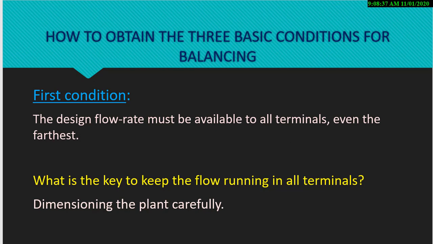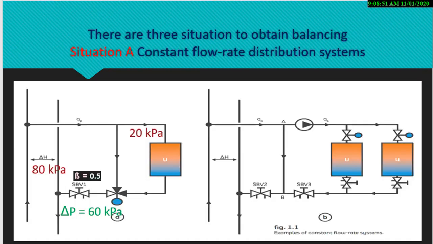If this is existing, the circuit will be balanced and the flow will be existing in the terminal. So for this condition we have three cases. Case number one, constant flow rate distribution system.